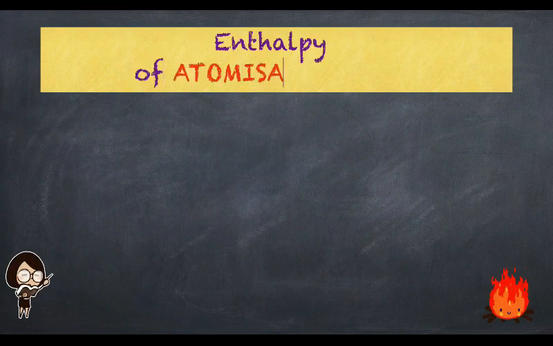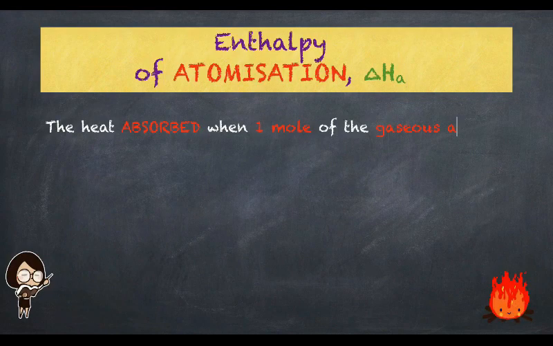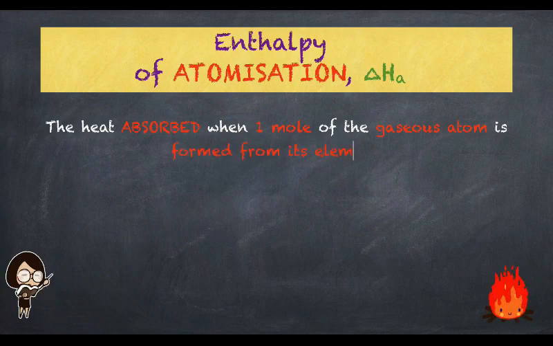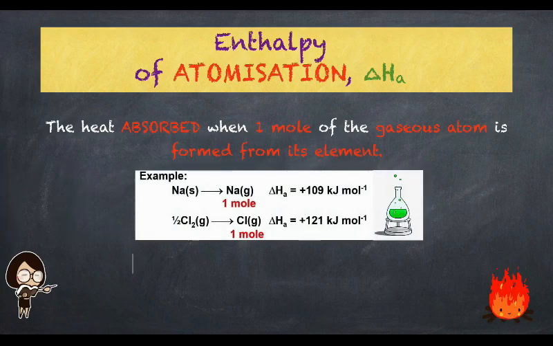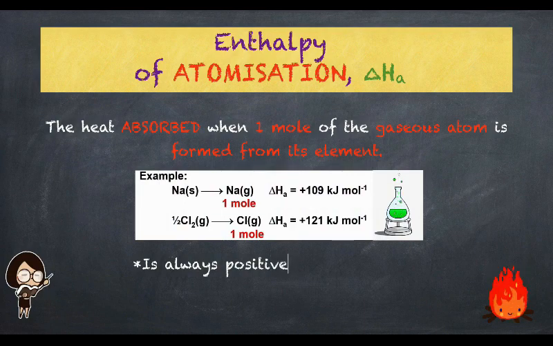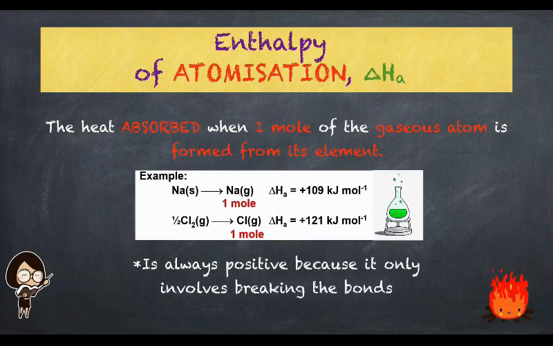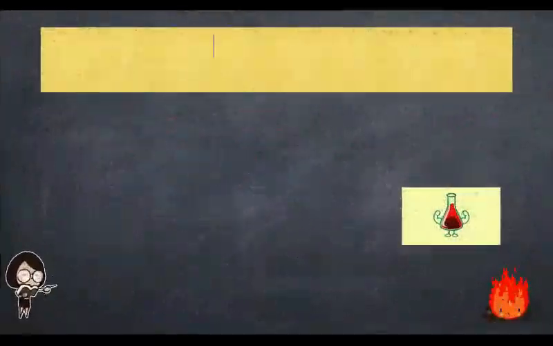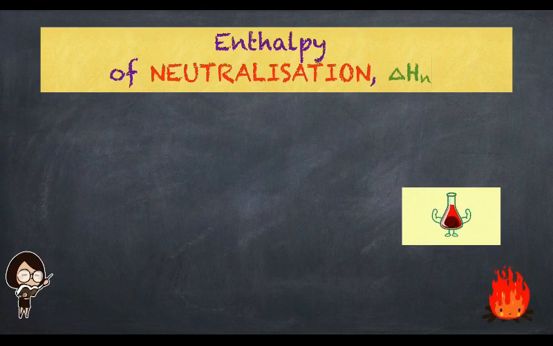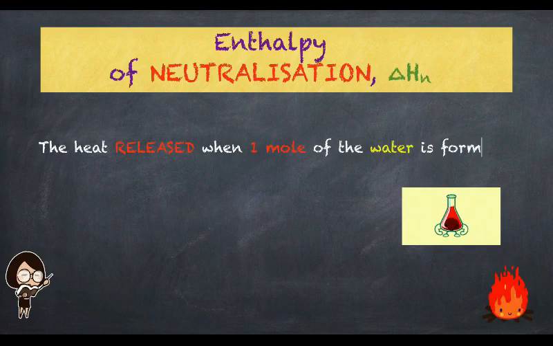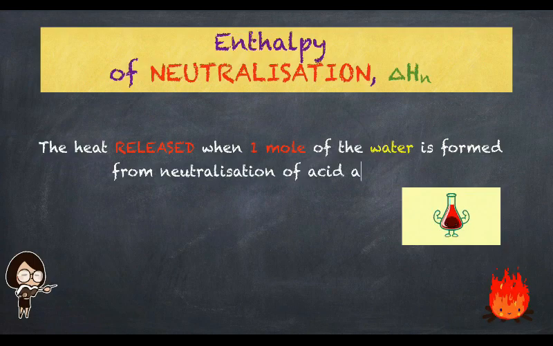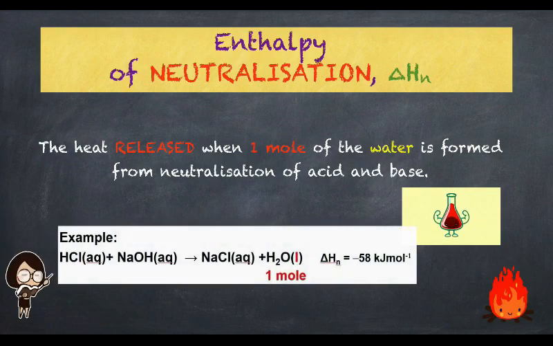Enthalpy of atomization, delta HA. Enthalpy of atomization is the heat absorbed when 1 mole of the gaseous atom is formed from its element. Enthalpy of atomization is always positive because it only involves breaking the bonds. Enthalpy of neutralization, delta HN. Enthalpy of neutralization is the heat released when 1 mole of water is formed from neutralization of acid and base.